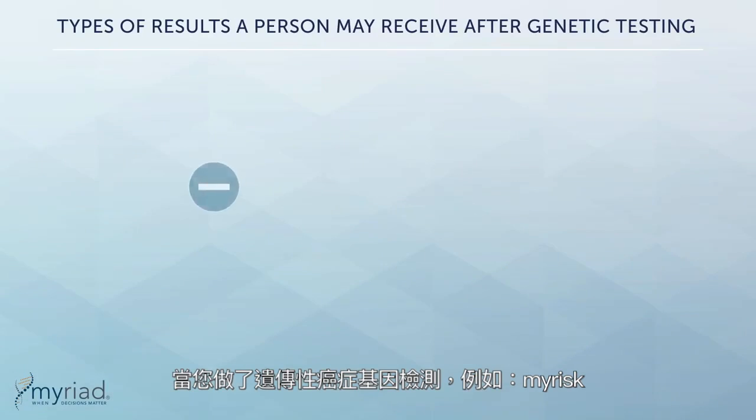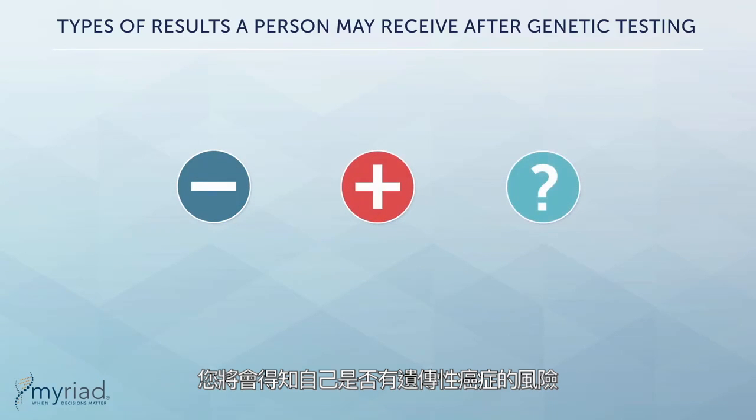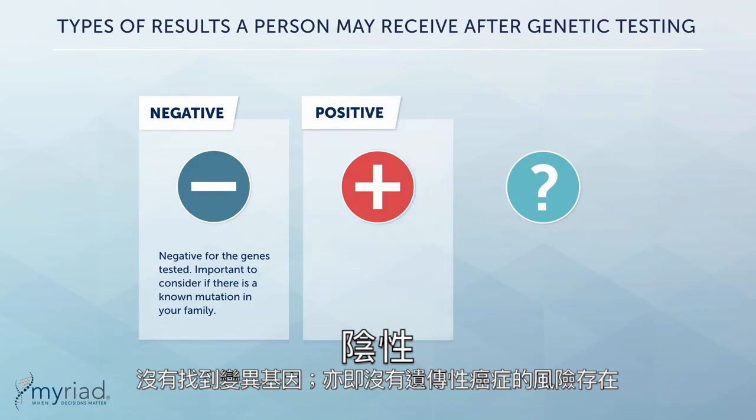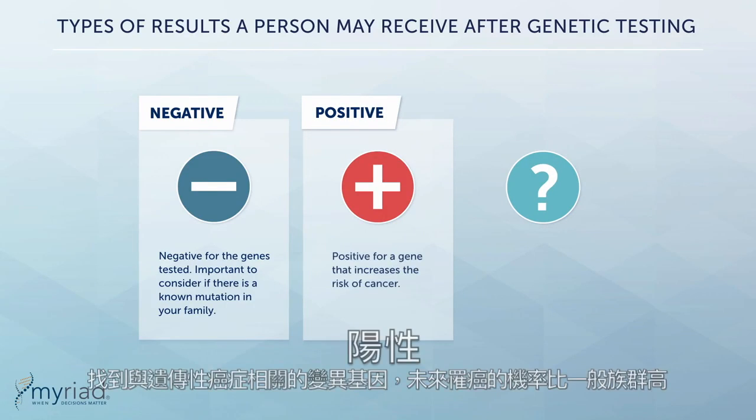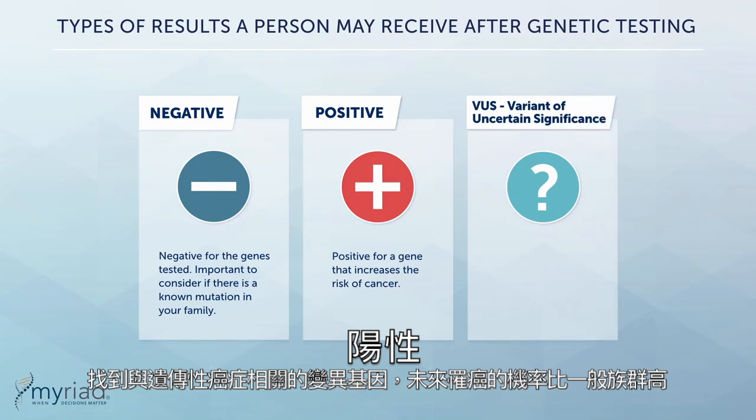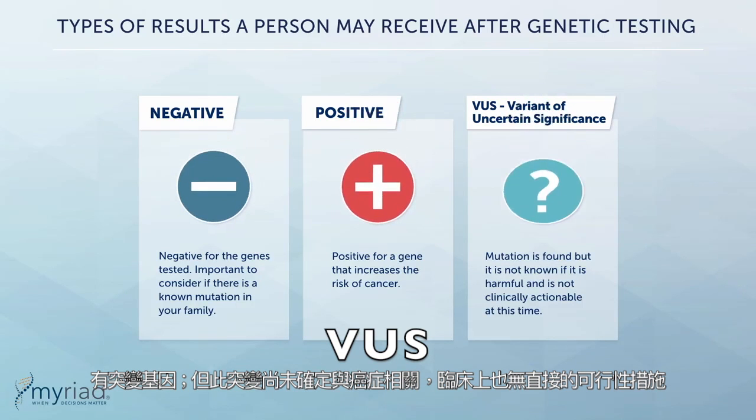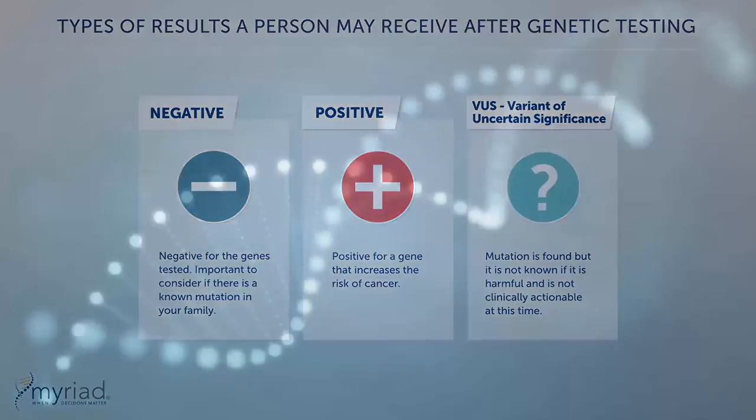When you get a genetic test, such as the myRisk hereditary cancer test, you will receive information about your personal risk for hereditary cancer. The three types of results a person may receive when their genes are tested are negative, meaning no harmful mutation was found; positive, meaning a harmful mutation was found that increases the risk of cancer; and occasionally a variant of uncertain significance, where a mutation is found but we do not know if it is harmful and it is not considered clinically actionable at this time.